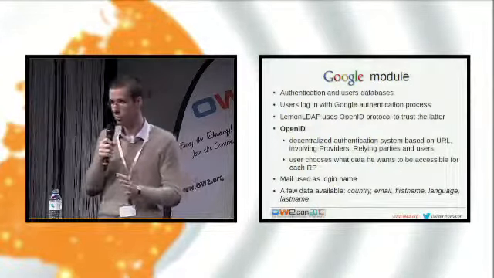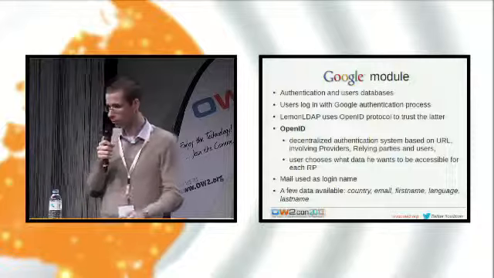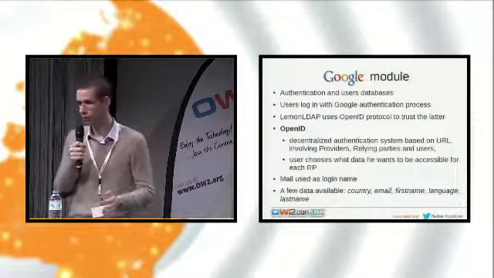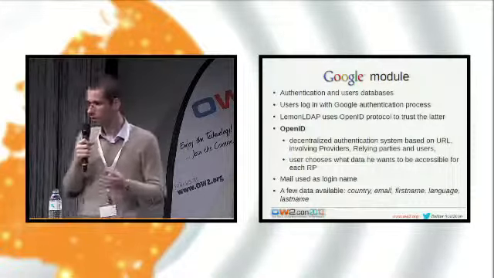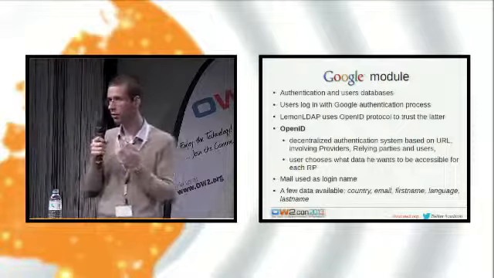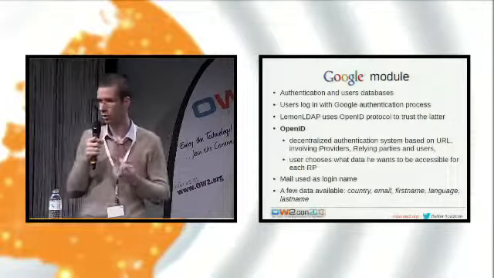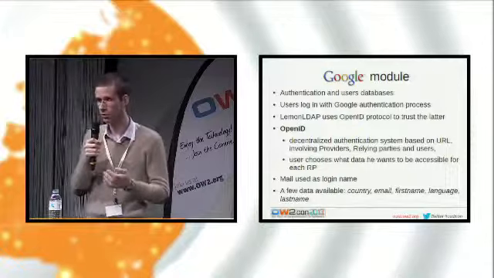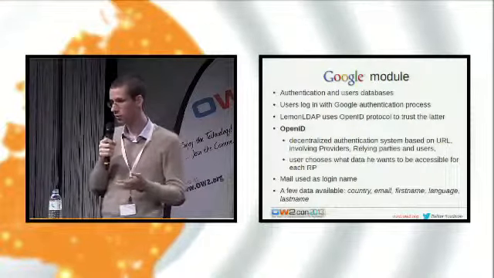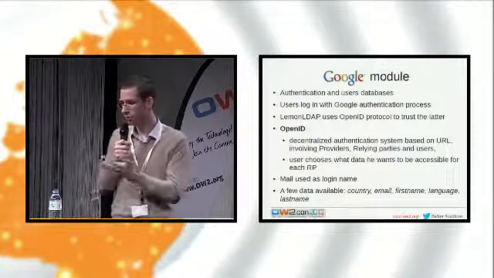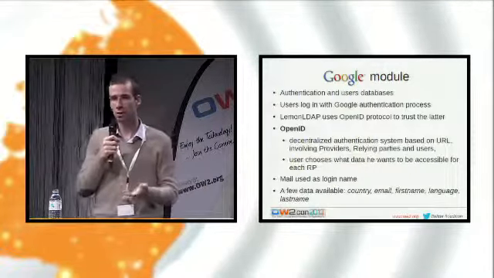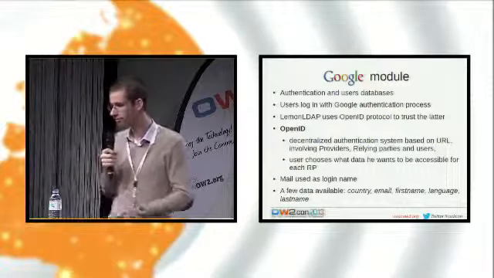Just some points about the OpenID protocol. It involves providers, relying parties, and users. It's a decentralized authentication system based on URLs. So that's the difference: URLs are holding the identity of the users. Each user has to choose one of these URIs from his identity provider. Then the user can choose what data he wants to be accessible from the relying party.